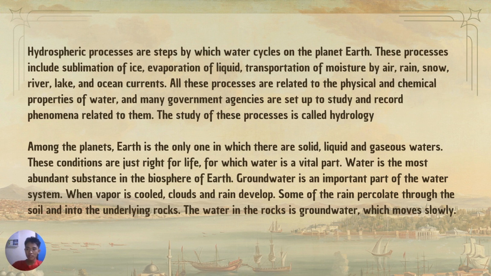Hydrospheric processes involve the movement of water through its solid, liquid, and gas states, such as evaporation, moisture transport, and water movement through rain, rivers, and oceans. These processes are essential for life on Earth, with groundwater playing a key role in the water cycle.